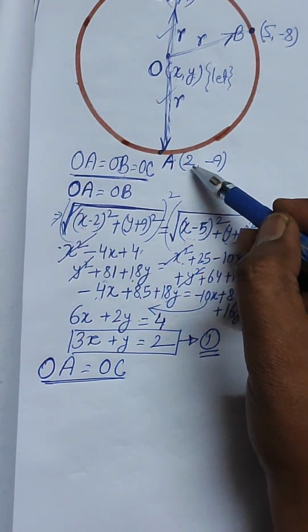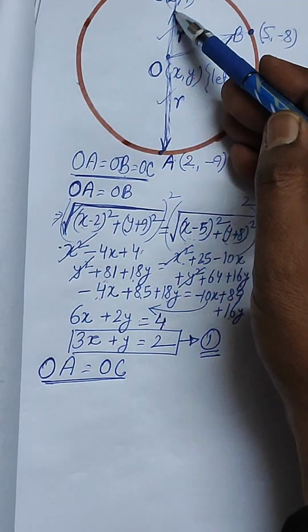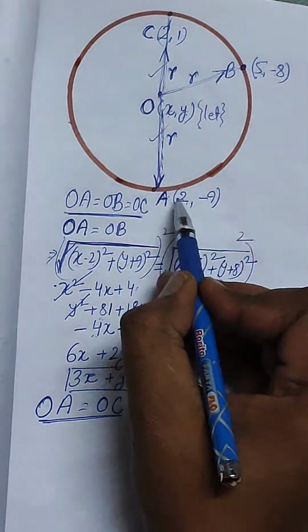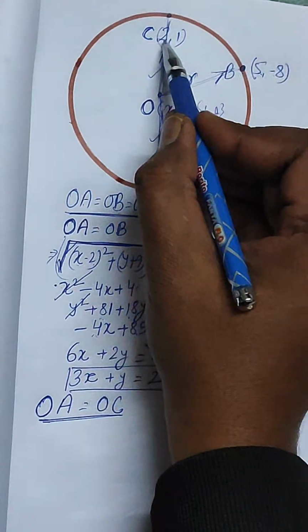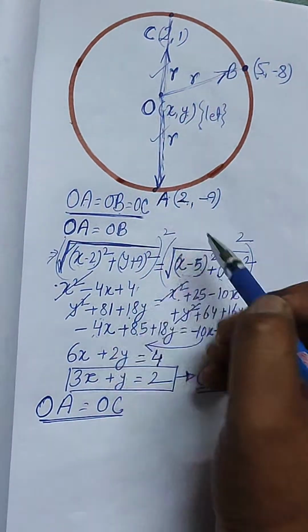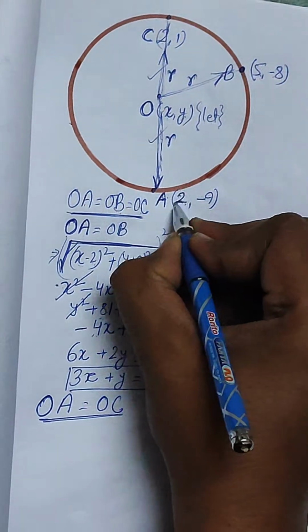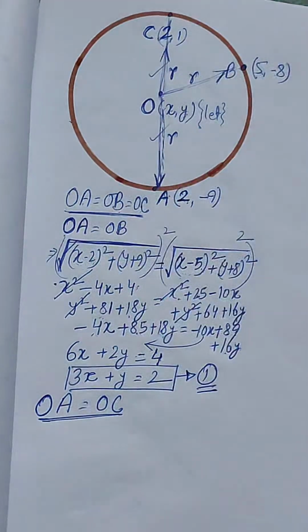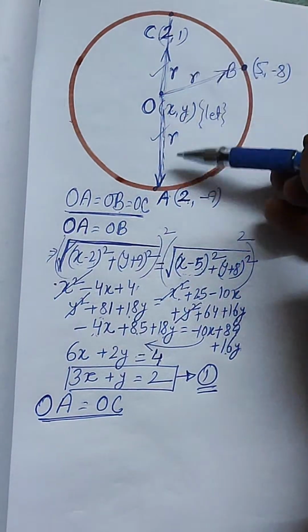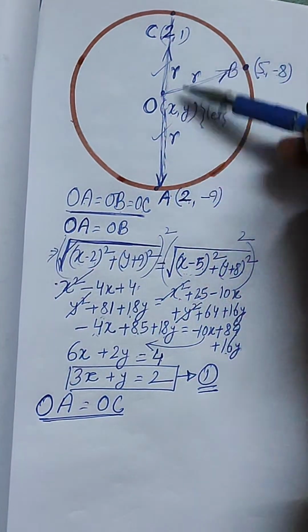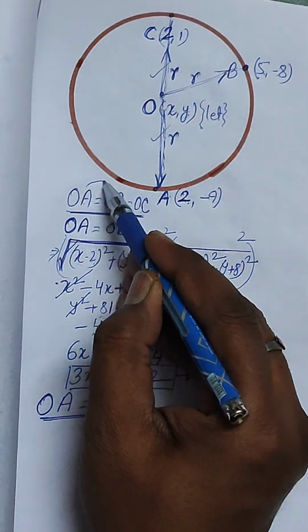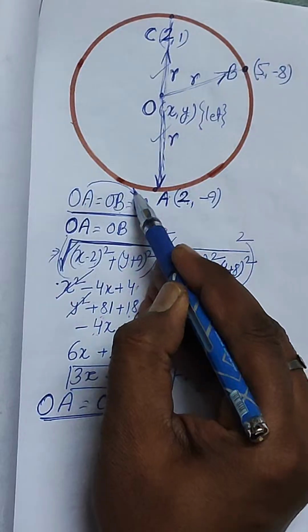Because you can see one of the coordinates, the x coordinate, the abscissa, is the same for A and for C. 2 and 2, you can see here. These two, right? And these two over here, right? Both are the same. So we will take this one so that it will be cancelled out. That's why I am taking OA is equal to OC.